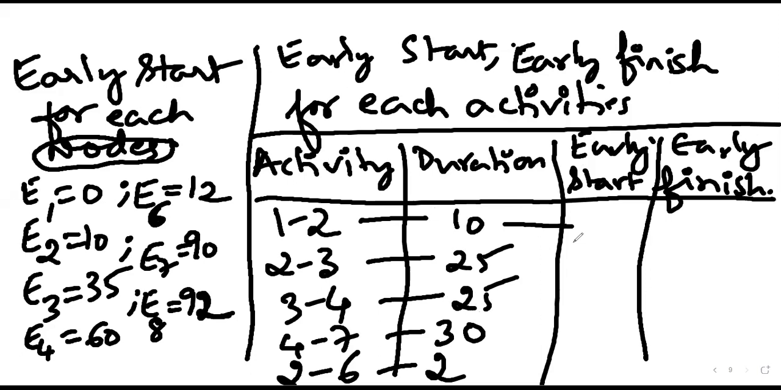Early start is something, but what is the starting node for this activity? This activity, that is the 1-2 activity. The starting node of the 1-2 activity is 1. That is the reason we consider E1. All right, so always remember that. That means the first activity is starting on the 0th day.